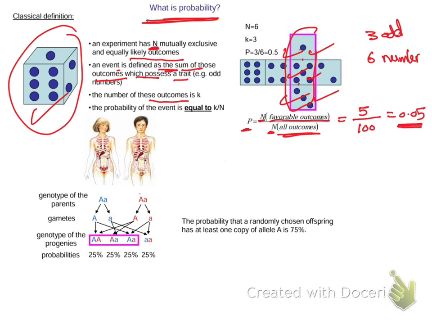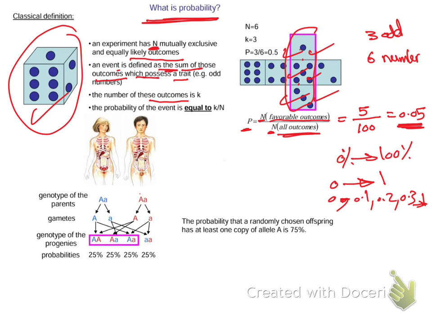The probability always has to be between 0 and 100%, okay, or between 0 and 1. So it could be 0, 0.1, 0.2, 0.3, and so on, up to 1. It cannot be more than 1. Okay.